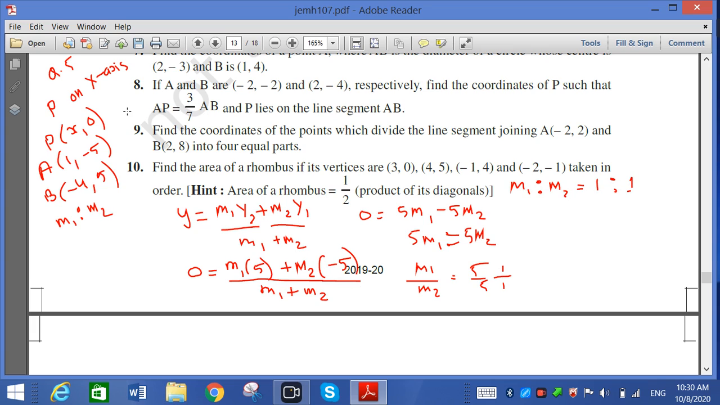Again I am explaining. We have to find out the point P on the x-axis. So on the x-axis the value of y is 0. So P is x comma 0. A is 1 comma minus 5. B is minus 4 comma 5. So y is equal to, I have to take 0. So m1 y2 is 5 and y1 is minus 5. So when it is 1 ratio 1, P is the midpoint.